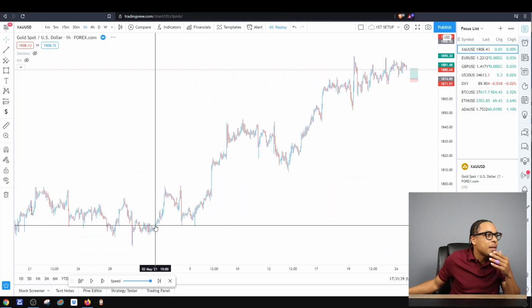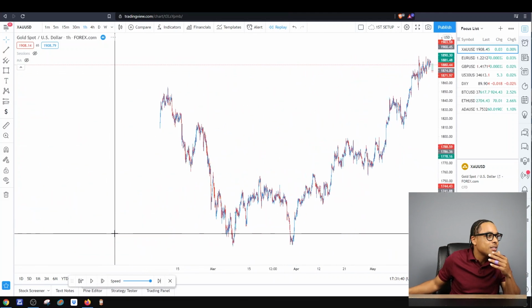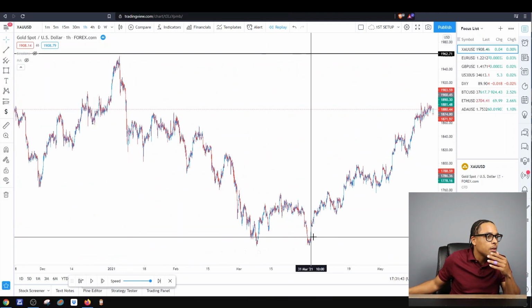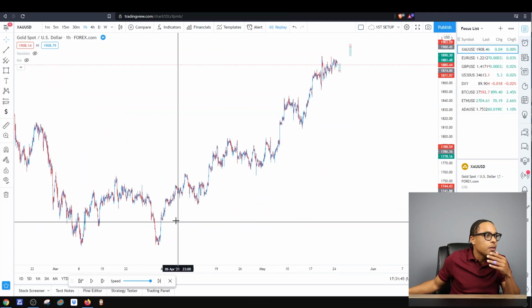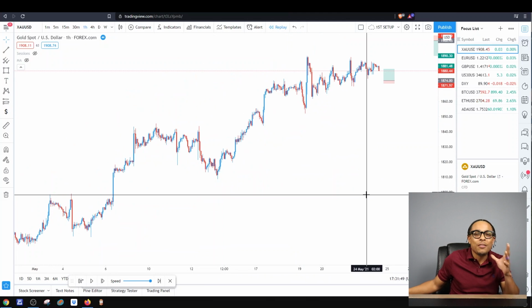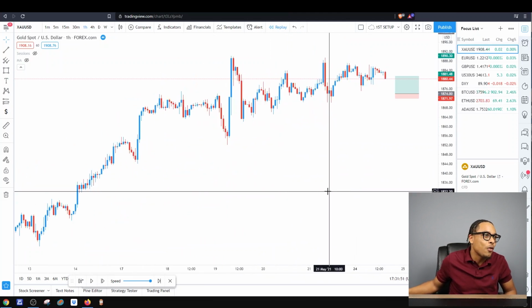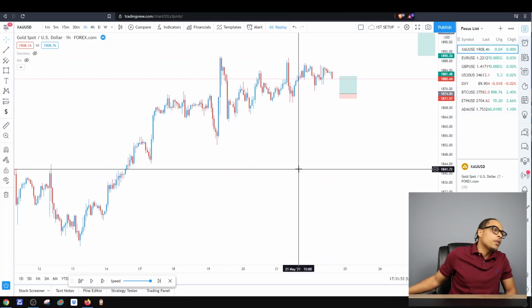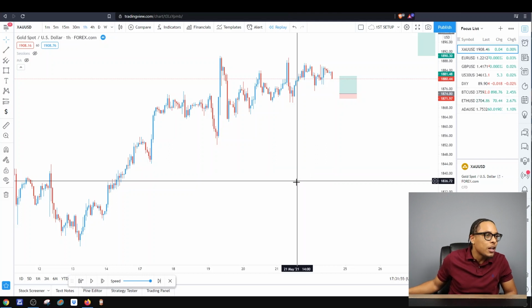Anyway, gold has been in an uptrend, right? Really since, if we pull back, the end of March. Gold has been trending up. So I really want to be looking for buys in this instance, right? Because we're in an overall bull trend for gold, right? So I want to look for buys.